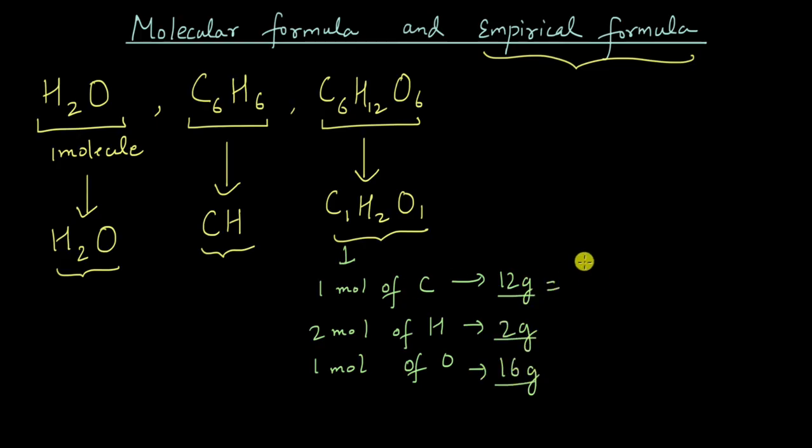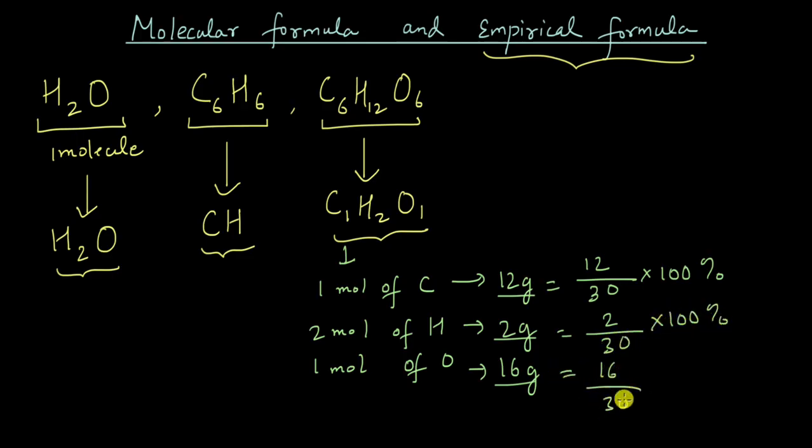So the percentage of carbon will be 12 divided by the total, which is 12 plus 2 plus 16, 12 by 30 times 100%. And the percentage of hydrogen will be 2 by 30 times 100%. And the percentage of oxygen will be 16 by 30 times 100%. So we can calculate the percentages using the empirical formula.